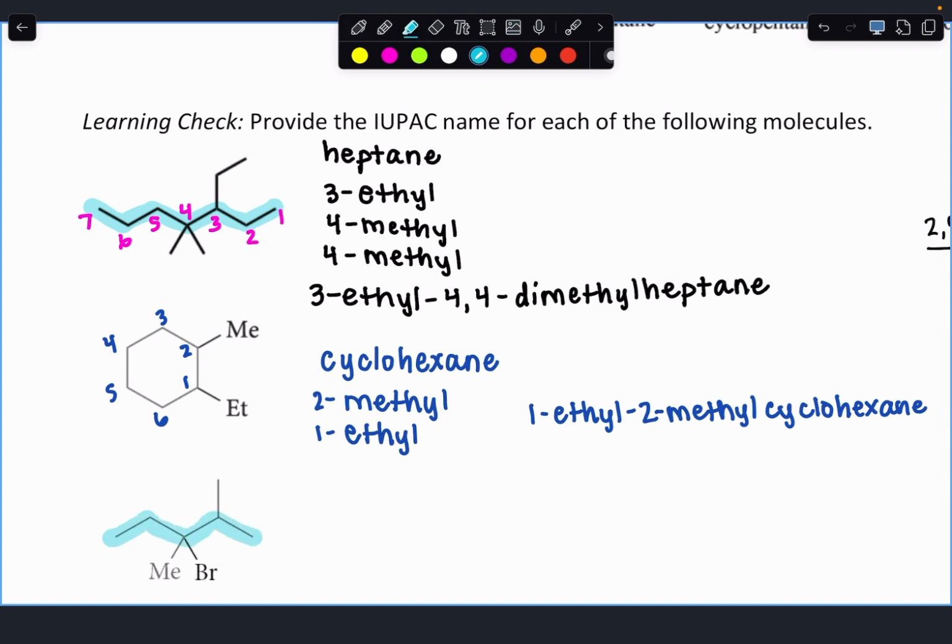We have a 5-carbon chain. Now hopefully you can see, looking at the molecule, we have substituents right in the middle and then one over here. So we should number starting on the right side. So we get carbons 2 and 3 for substituents, as opposed to the left side, we'd have carbons 3 and 4. So we'll number from the right.